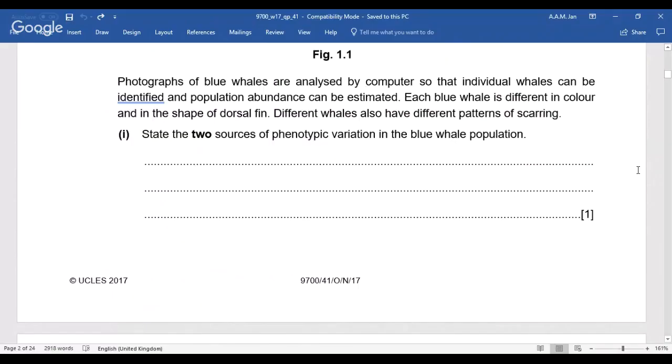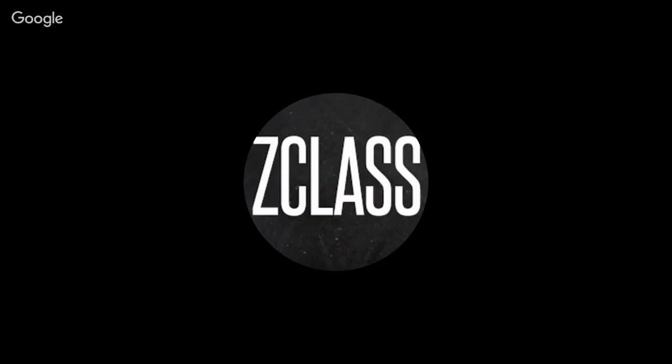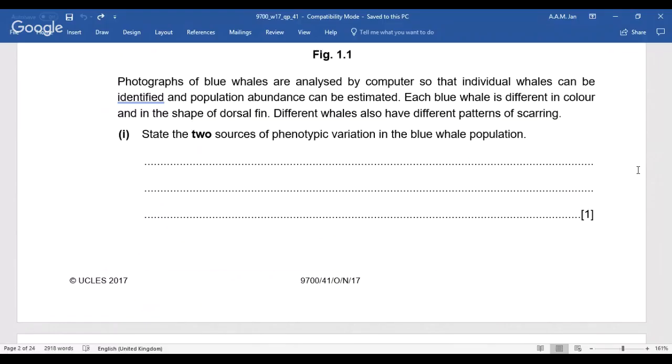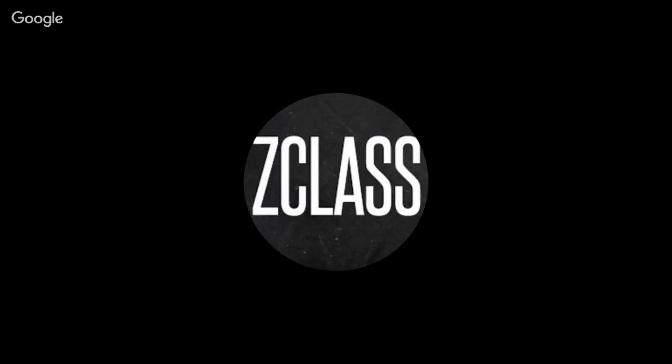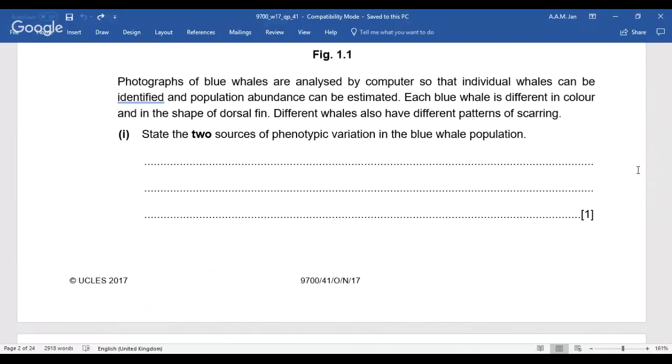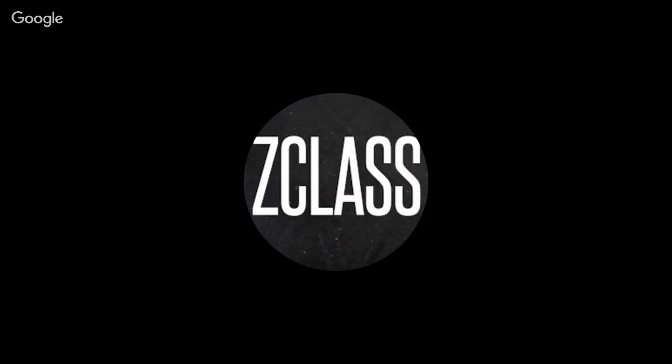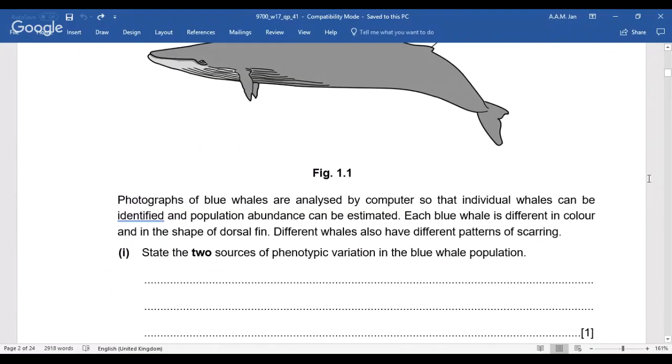Kaneko, give me the answer for this. So state 2 sources of phenotypic variation. Environmental factors and changes in gene sequences. Yeah, okay, good. Do you both understand that? So genetic factors and environmental factors. Yeah. Okay. So how do we know that they don't want an example of, for example, an environmental factor and a genetic factor?